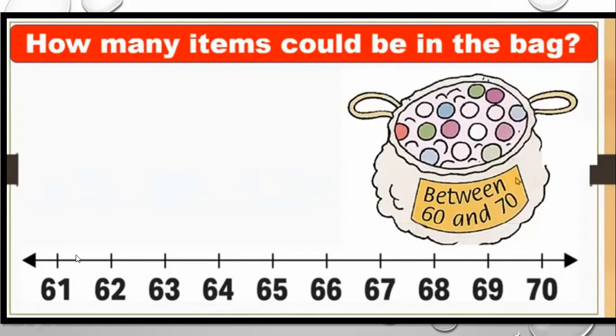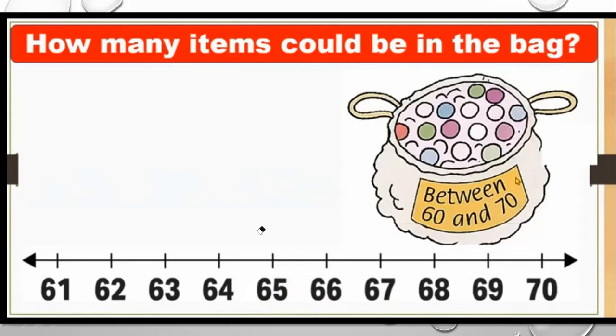Here underneath, I have given you a number line from 61 to 70. Okay, we are skipping 60. So 60, 61, 62, 63, 64, 65. So according to me, the number is 65. There are 65 balls in the first bag. Okay, it's according to me, estimate.